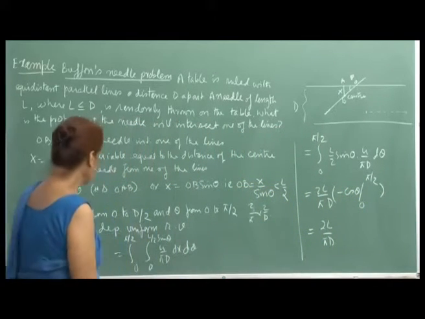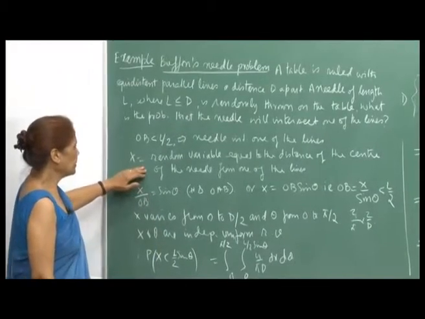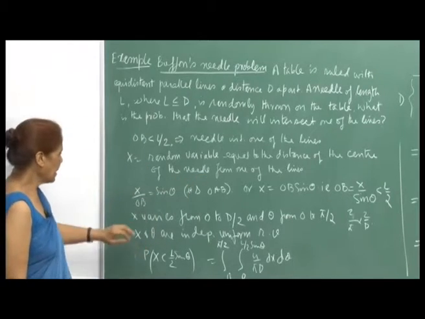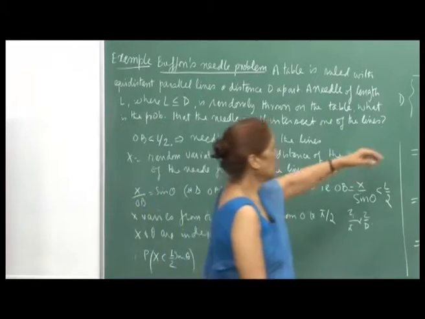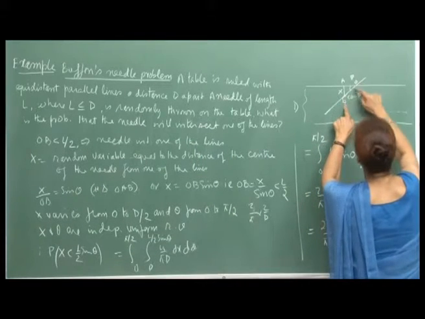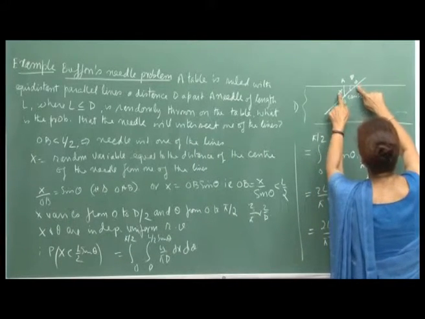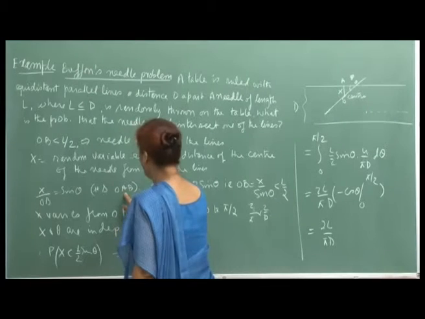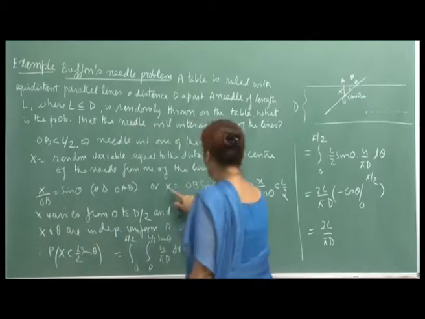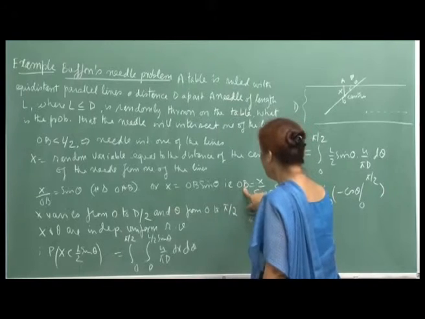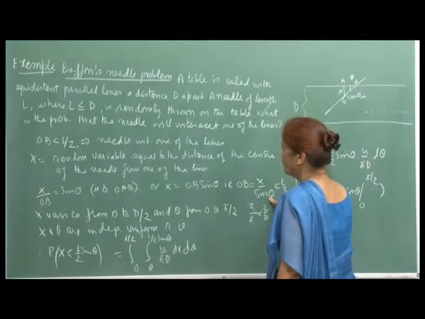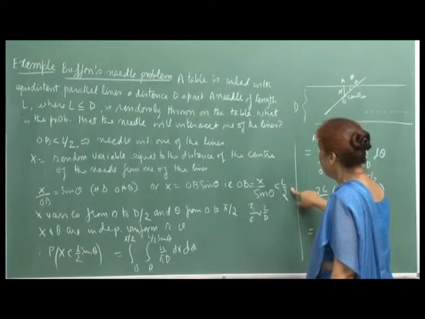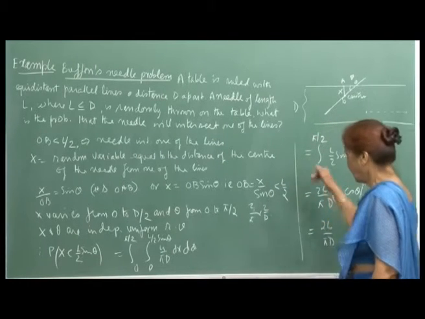in probability theory. Here x is a random variable equal to the distance of the center of the needle from one of the lines. Now you can see that in the right angle triangle OAB, x upon OB is sin theta, or x is OB sin theta, that is OB is x upon sin theta, and this has to be less than L by 2. This is our condition for the needle to intersect one of the parallel lines drawn on the table.